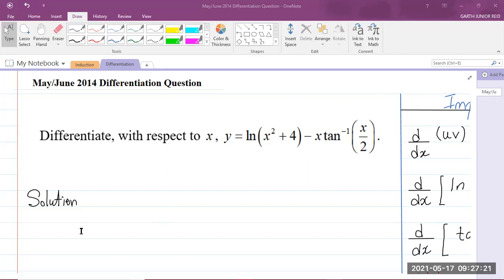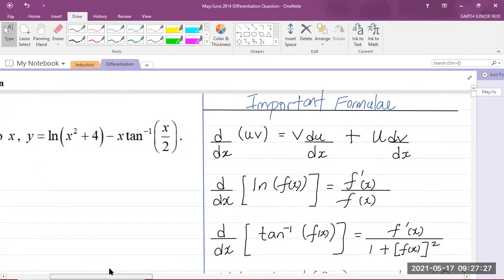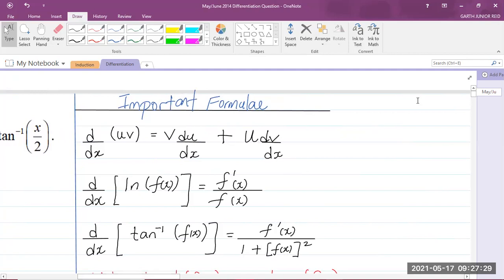Before I start the question, let me just remind you of some of the rules that I'll be using for this particular question. If you have d by dx of u times v, differentiating the product of two functions of x, that is going to be equal to v times the derivative of the first with respect to x plus u times the derivative of the second with respect to x.